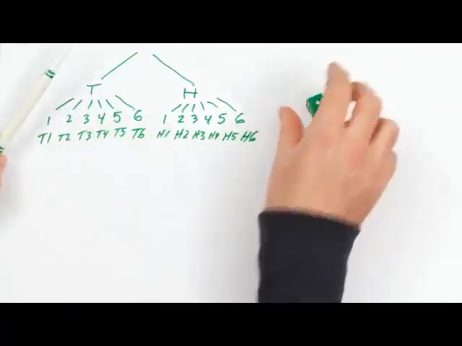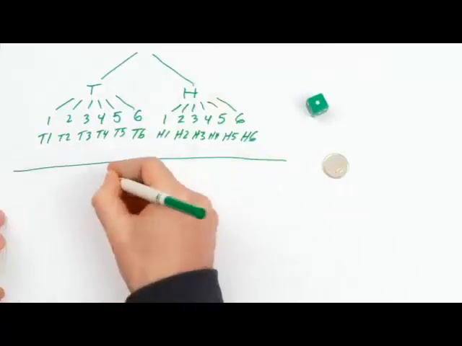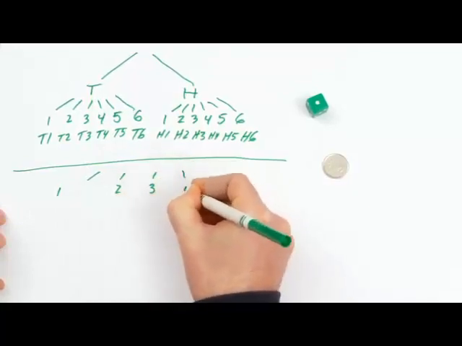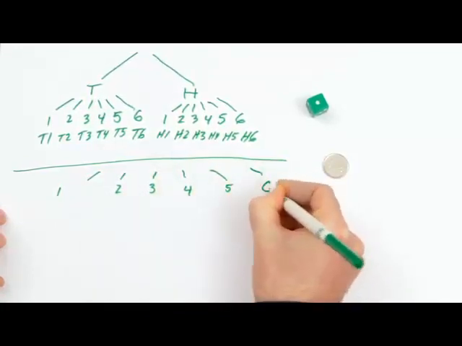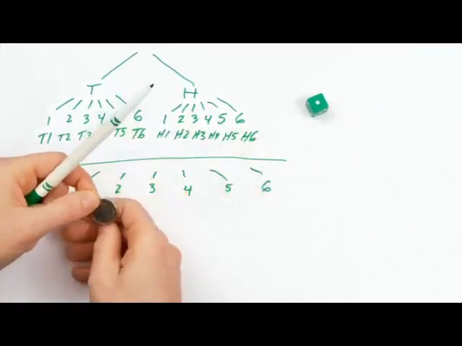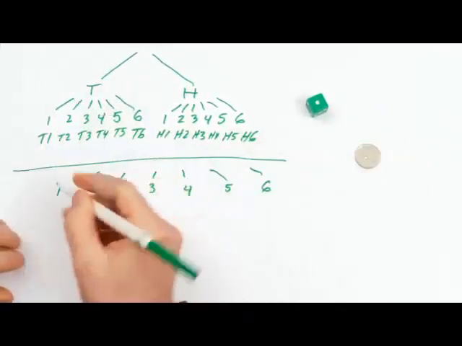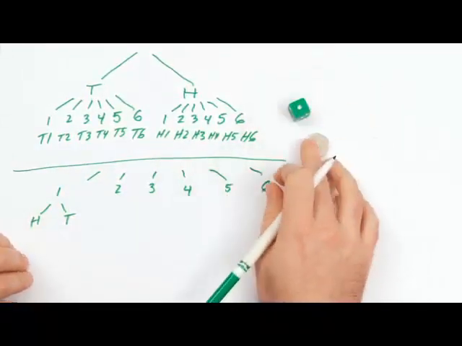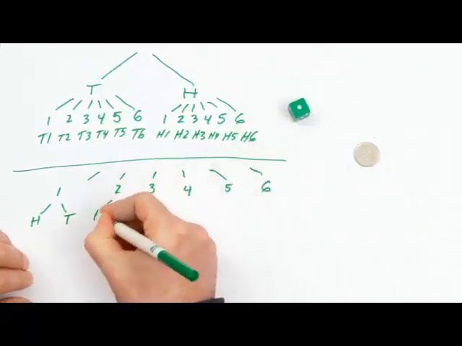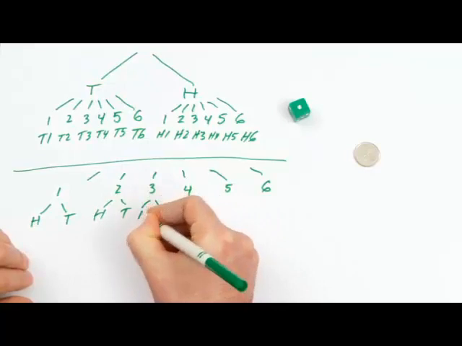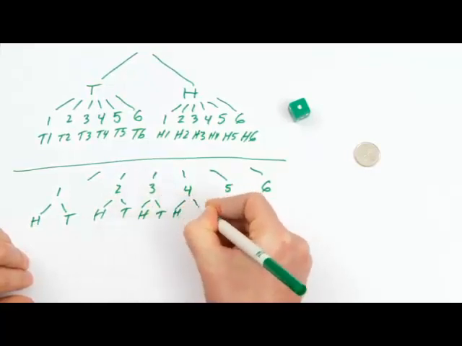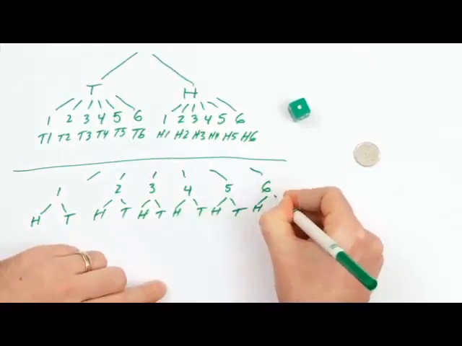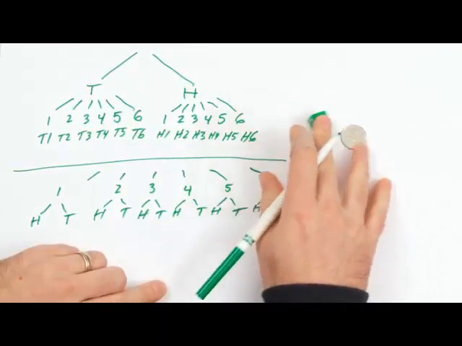Well, we know I could still get a 1, 2, 3, 4, 5, or 6. So let's do that now. I could get a 1, a 2, a 3, a 4, a 5, or a 6. Now when I flip my coin, well, we know I could get a heads or a tails. So if I'd gotten a 1 first, then I could get a heads or tails. If I'd gotten a 2, I could get a heads or tails. 3, heads or tails. 4, heads or tails. If I'd gotten a 5, I could still get heads or tails. And if I'd gotten a 6, I could still get heads or tails, because we know they don't affect each other.